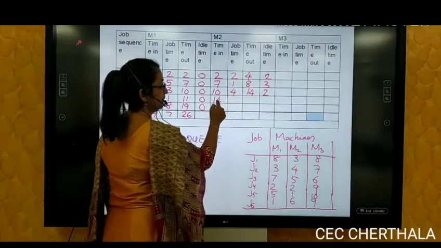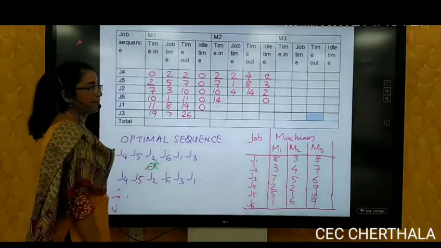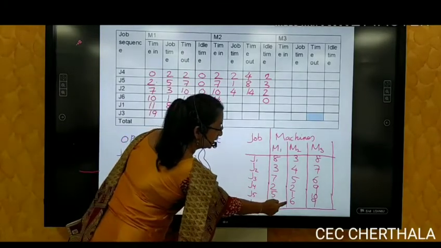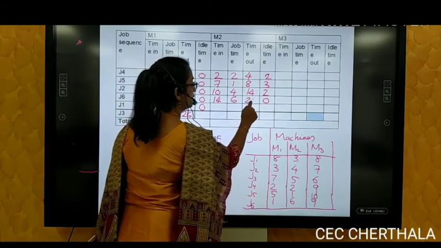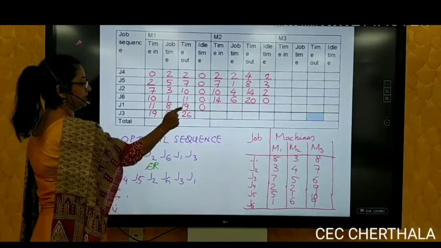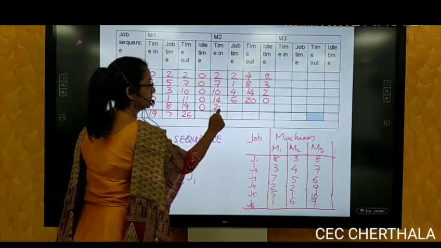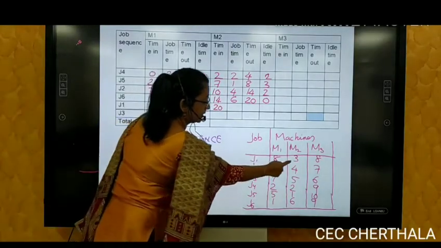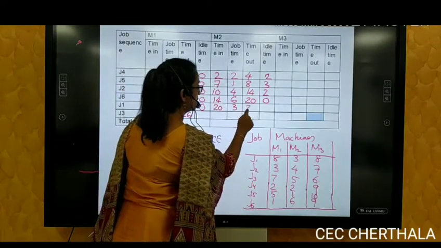There is no gap in between these two numbers, therefore 0 is the idle time. Now the time for J6 at machine M2 is 6 days. So 14 plus 6, here it is 20. Now at the 19th day, the next job is completing at machine M1. So in the 20th day itself, machine M2 can work on the job J1. J1 takes 3 days to complete the job at machine M2. So 20 plus 3, 23.